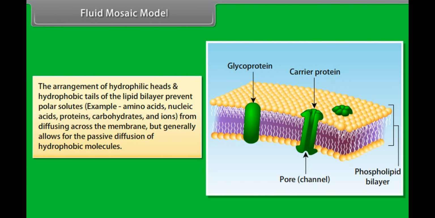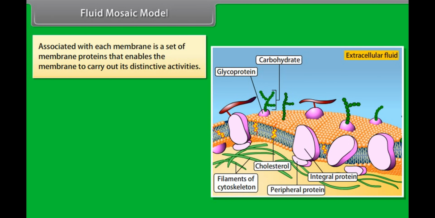The arrangement of hydrophilic heads and hydrophobic tails of the lipid bilayer prevents polar solutes, for example, amino acids, nucleic acids, proteins, carbohydrates, and ions from diffusing across the membrane, but generally allows for the passive diffusion of hydrophobic molecules. Associated with each membrane is a set of membrane proteins that enables the membrane to carry out its distinctive activities.